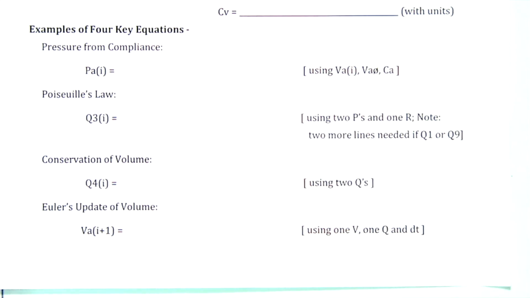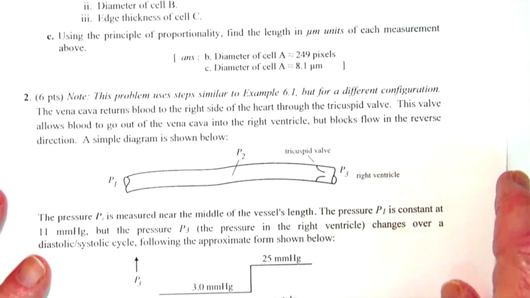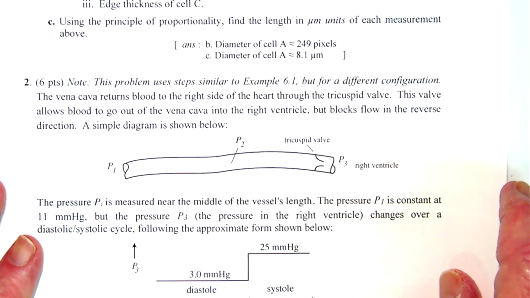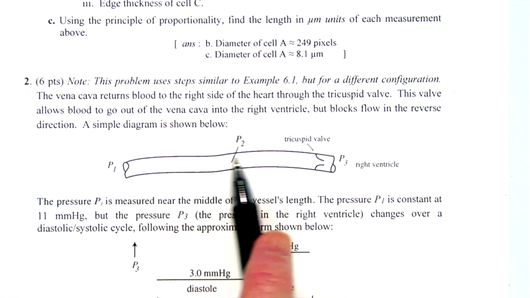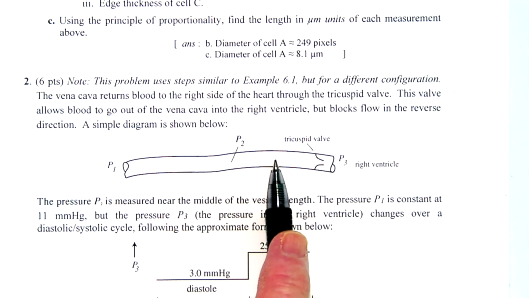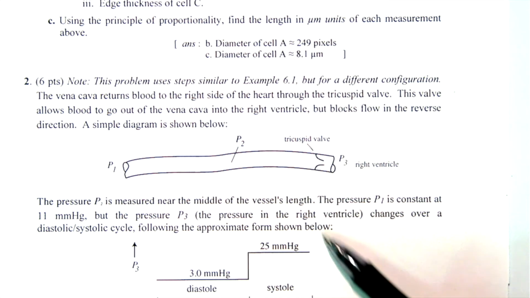Now notice that what we're doing here is very similar to one of your homework problems that you'll be doing this week. Let me show you what that homework problem looks like. It is problem number 2 on set number 5, and it is very similar to an example in the textbook, 6.1. And this actually has just one segment of a vessel. You break it up into two Windkessel elements, one on the left and one on the right. And you will use all of the same equations that we've just written down for this homework problem.